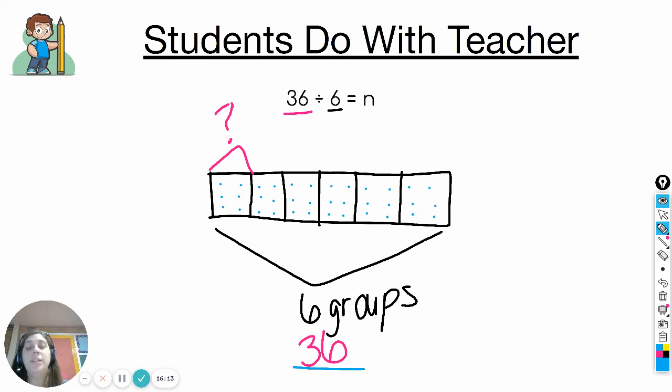I got to 36, which is my total, so I can stop drawing dots because I only have 36 dots. Now let's see if we can figure out the size of each group. I'm going to look in just my one group and count how many dots. 1, 2, 3, 4, 5, 6. So the size of each group is 6. And if you look, all of our boxes should have 6 dots. So that means that 36 divided by 6 equals 6.